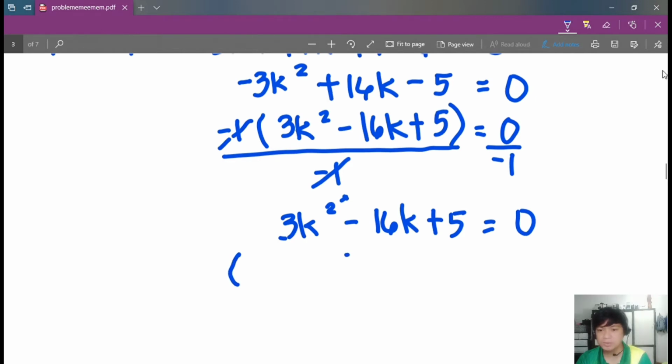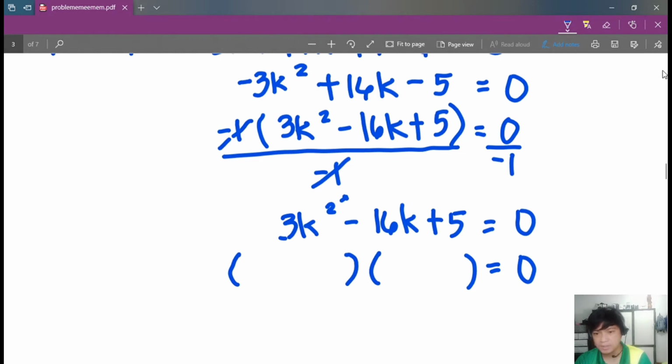If a factor natin yung 3k squared minus 16k plus 5. Actually, you can use the completing the square, di ba? Yan naman yung using the quadratic formula, extracting the square root. So, yun yung mga 4 ways on how to solve. Pero this time, we will use the factoring is equal to 0. So, ang gagawin natin, ano yung factor ng first term? 3k squared. Ang factor kasi ng 3, since 3 is a prime number, ang factor lang niya is 3 and 1.